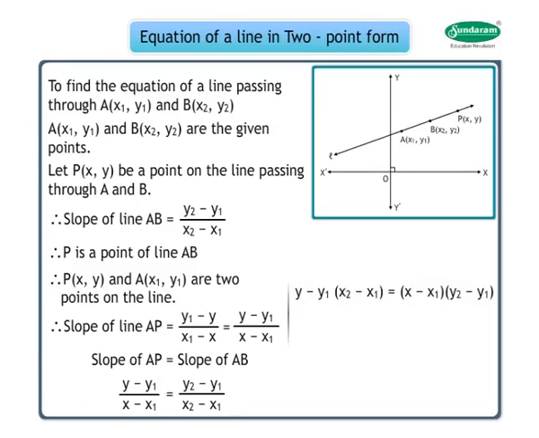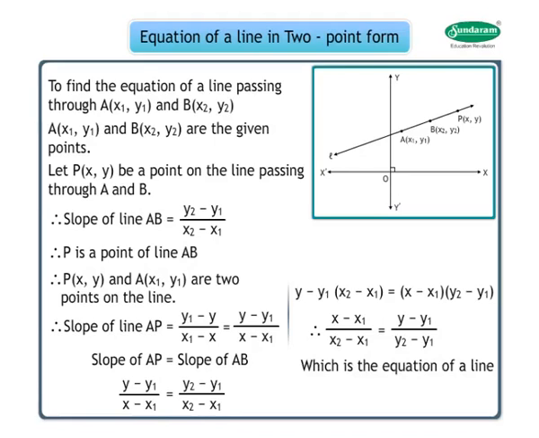(y minus y1) into (x2 minus x1) is equal to (x minus x1) into (y2 minus y1). Therefore, (x minus x1) upon (x2 minus x1) is equal to (y minus y1) upon (y2 minus y1), which is the equation of line.